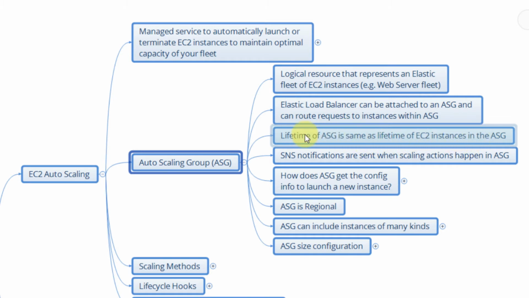So if you delete an ASG, all the instances in the ASG also are terminated. And when you create an ASG, instances that are specified in the auto scaling group are launched. When auto scaling actions happen, SNS notifications are sent and you can subscribe to them.